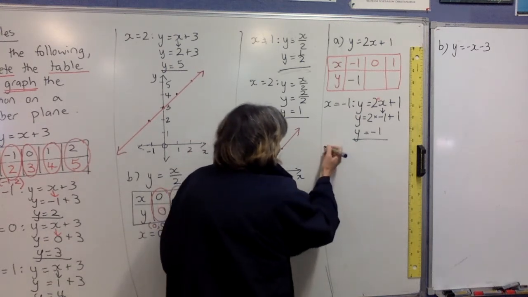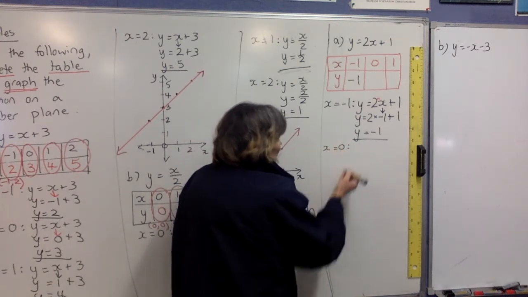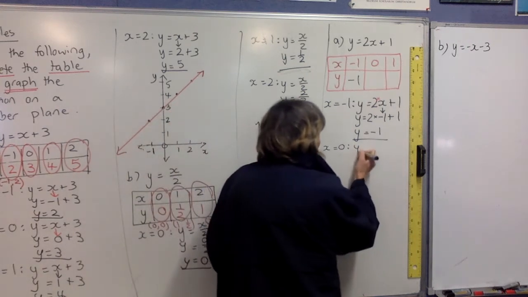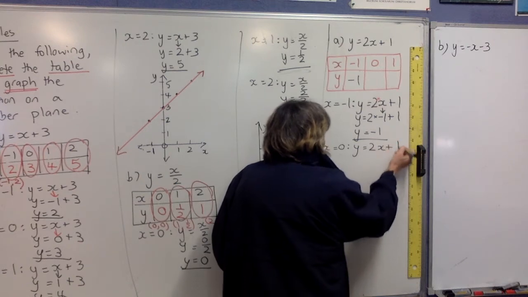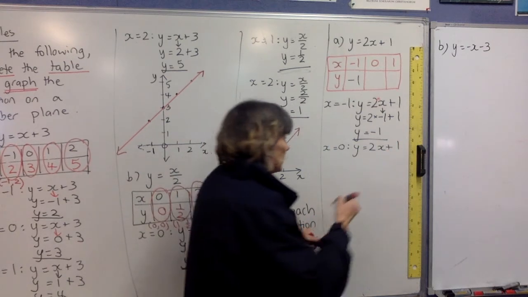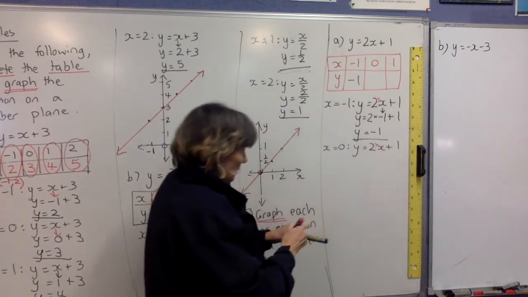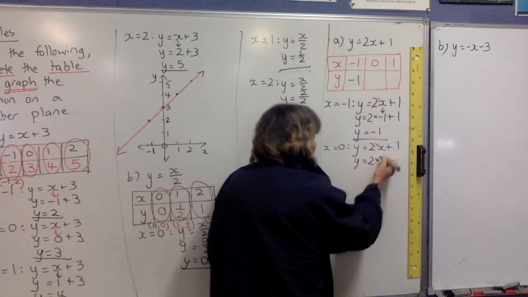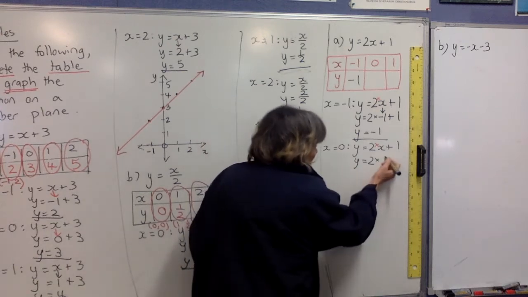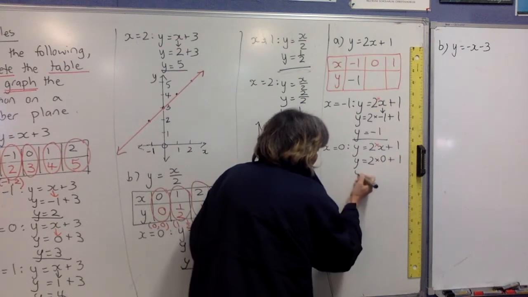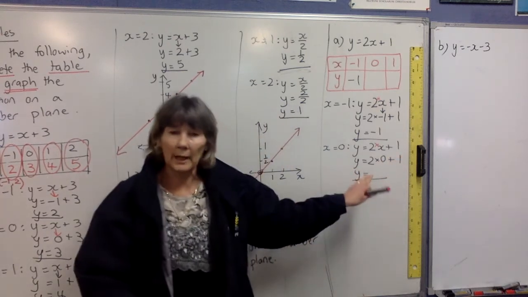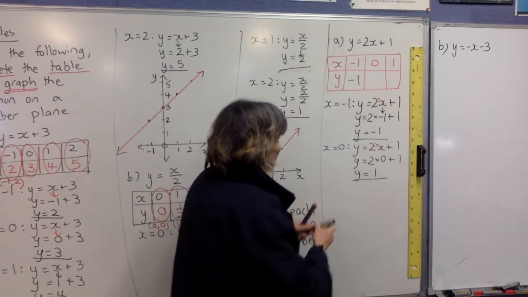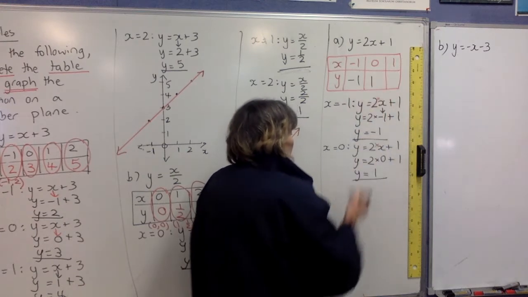Let's take the next one. X equals 0. So we're writing our rule down. Y equals 2x plus 1. Don't forget to put the times in between your number and your letter. And let's sub in now. So we're doing y equals 2 times, and x is 0 this time, so putting a 0 in, and put all that in your calculator. 2 times 0 plus 1 will give you a 1, and put the answer up in your table here.